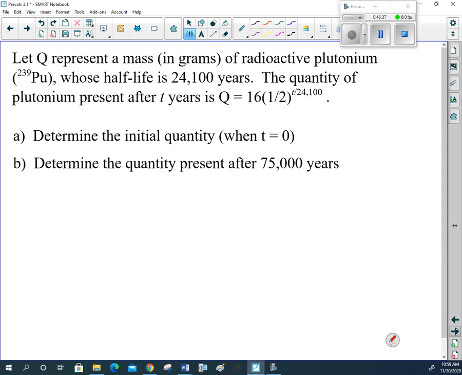Okay, so here's another one. Let Q represent a mass in grams of radioactive plutonium whose half-life is 24,100 years. The quantity of the plutonium present after T years is given by the following formula. So this right here is your initial value, right? It's a half-life, so your base is a half. The half-life itself goes right here, and the time we're looking for, you're dividing by the half-life. So determine the initial quantity when T equals 0. Well, we already said that just by looking at the formula. It's 16 grams.